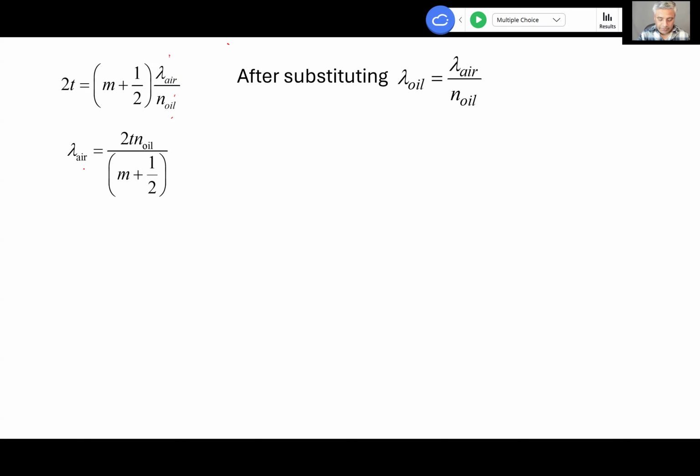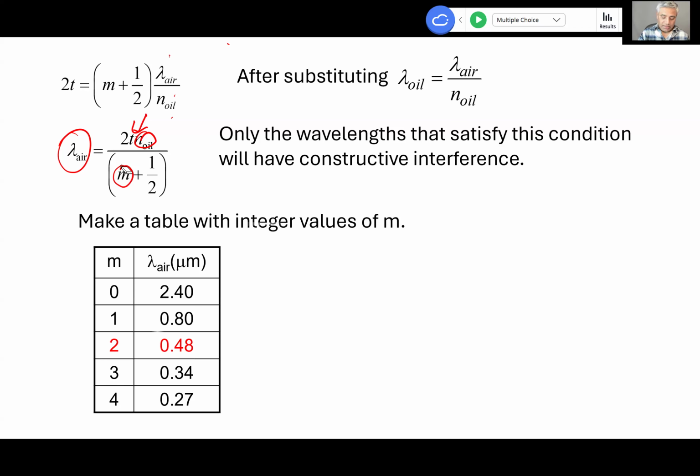Now we want to figure out the wavelength. The question is asking at what wavelength you see constructive interference. This is the condition for constructive interference for this thickness of the oil. So what wavelength in the air gives us that? N oil is fixed, and T is fixed for our setup, so the only thing that's changing is m. We want to put in values of m: 0, 1, 2, and so on, and calculate the wavelength.